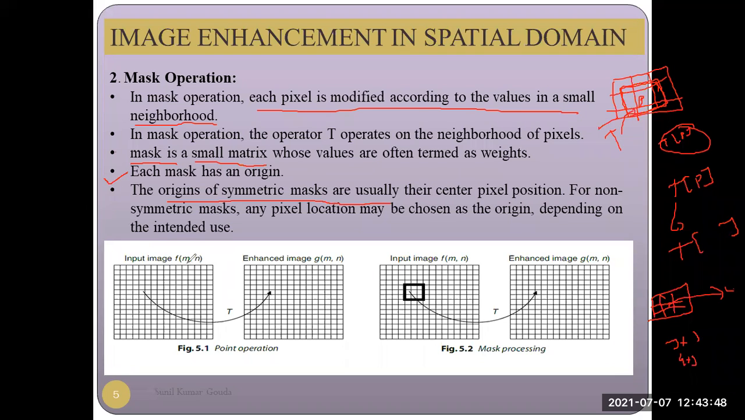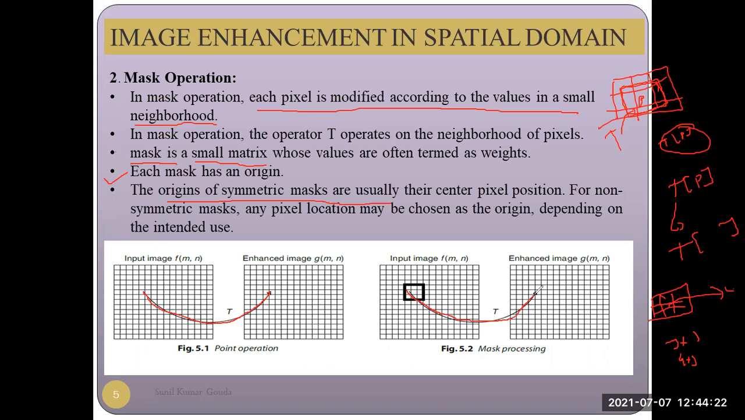Now you can see the difference. This diagram shows the difference between the point operation and the mask operation. If you perform the point operation, it is performed on a particular pixel P, we are performing the enhancement and getting a result. But if you want to perform mask processing, first of all you choose the pixel, consider the mask, then we are choosing the origin. Now when you perform it, it will be performed on that mask.